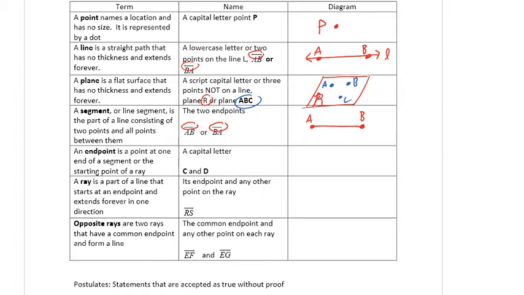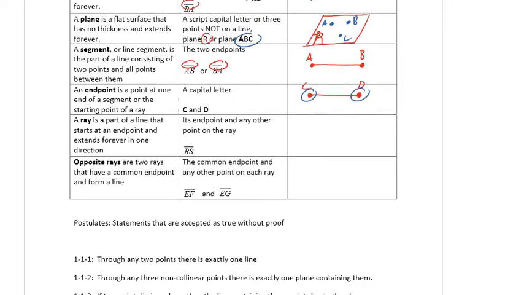Next thing is an endpoint. All this is a point for a specific location. So if this is C and D, both of these are endpoints. Okay, it's where it ends at. We don't have a beginning point.